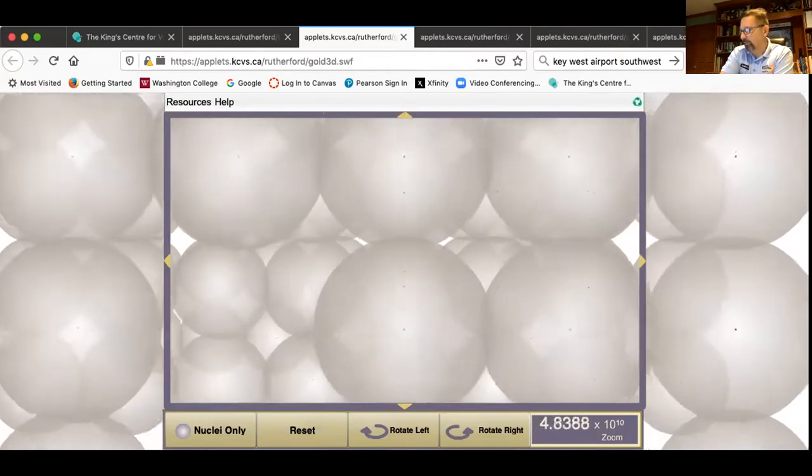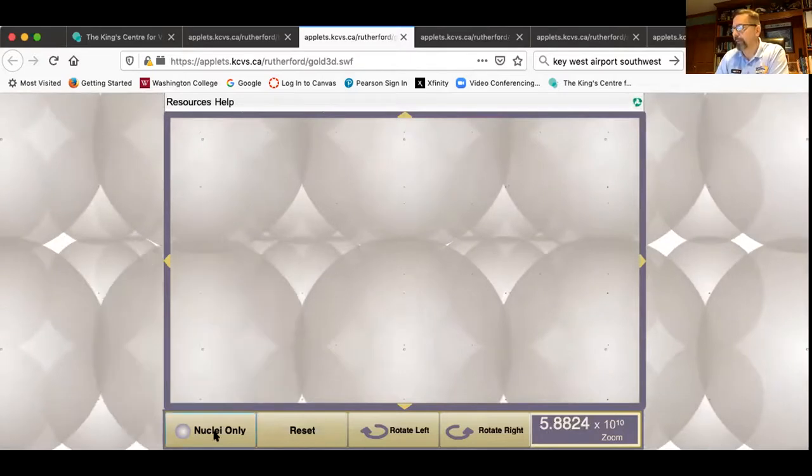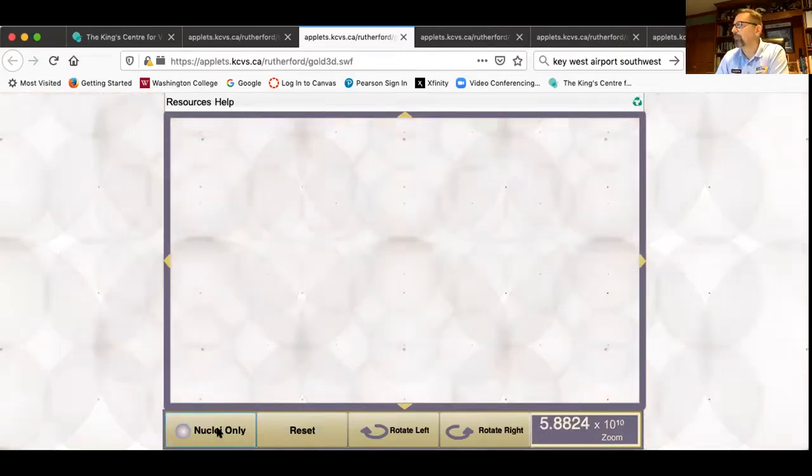I think this thing will even let you go inside, right? Oh yeah, and I can make it show just the nuclei if you're not seeing them. See those dots that are on here, and then let's put the rest of the atom back.